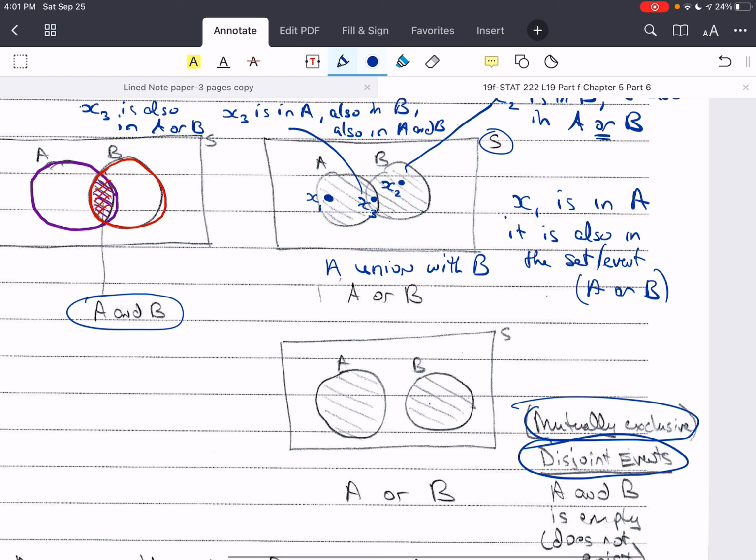But what do we do when they don't overlap? Well, we're still taking the shaded region of both of them. It doesn't matter that they're not next to each other, that they don't overlap. The event A or B is the shaded region. So if I have a point that's in A, it's in A or B. If I have a point that's in B, it's in A or B. And none of the points can be in both A and B because they don't intersect. They are mutually exclusive or disjoint events.